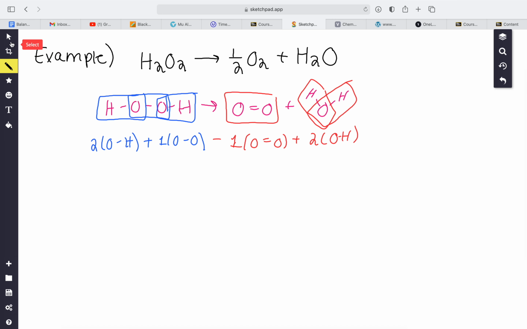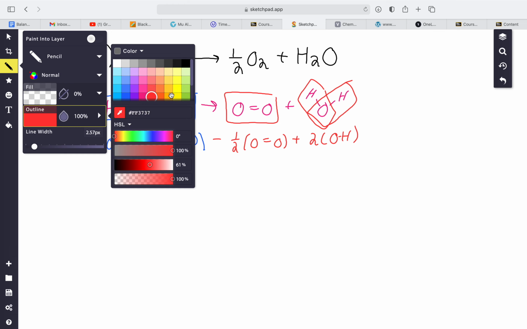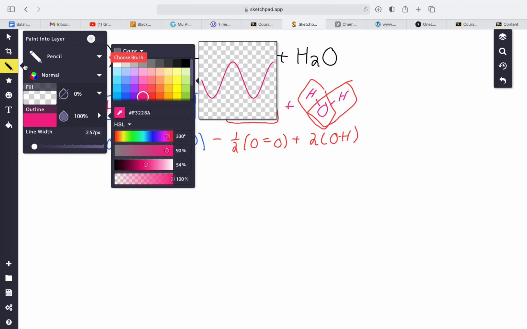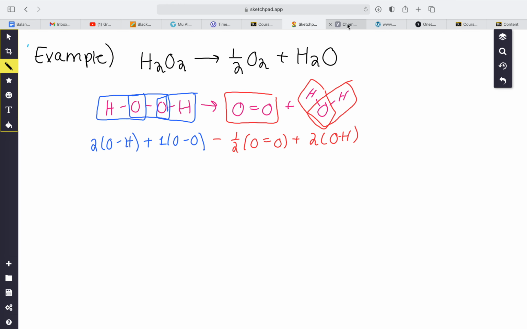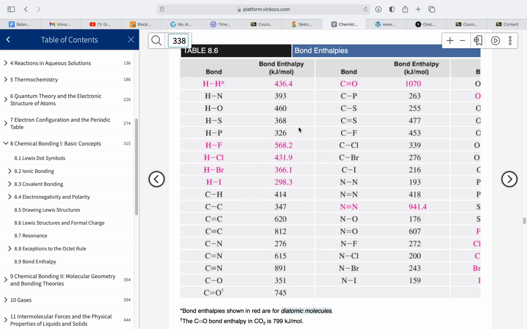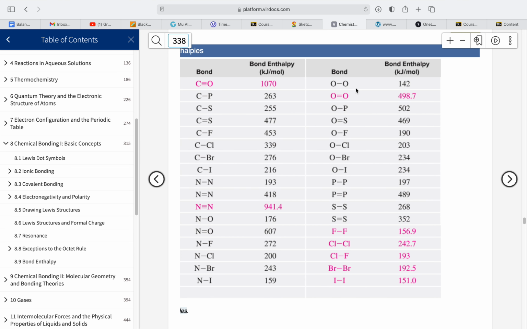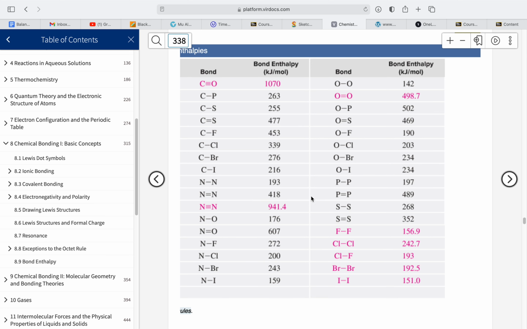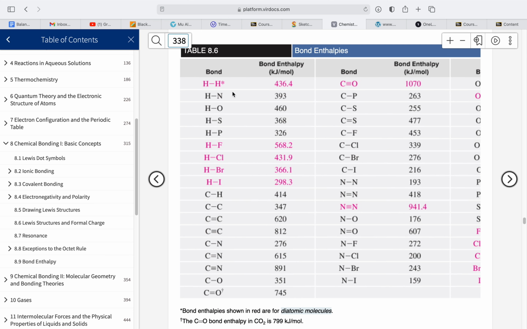Alright, I just want to go back over here. This wouldn't be 1 because I just realized that it was given in half a mole, so it's going to be 1/2. Okay, so now what we have to do is reference our table. So let's do OH first because we have a lot of those. Let's find the bond enthalpy of OH.